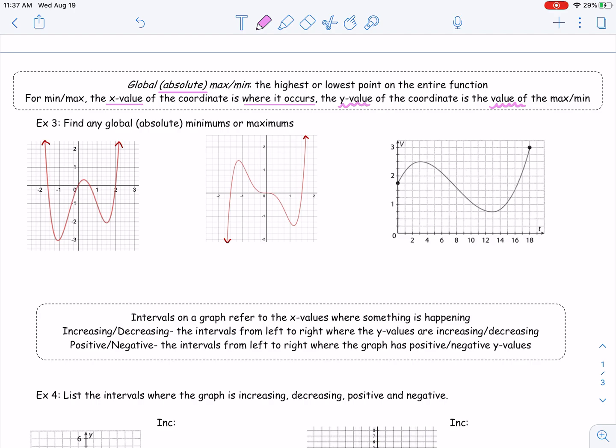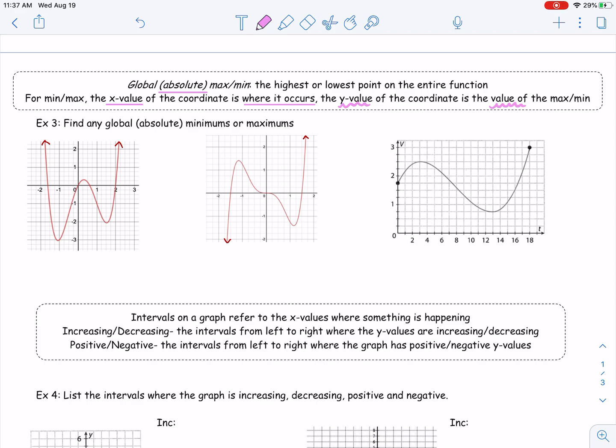So we could ask questions differently for global max and min. We could say, where is the global maximum located? And you would give us the x value. We could say, where is the global minimum located? You would give us the x value. But if we asked, what is the value of that global maximum or of that global minimum, then you're going to be giving us the y coordinates, okay?